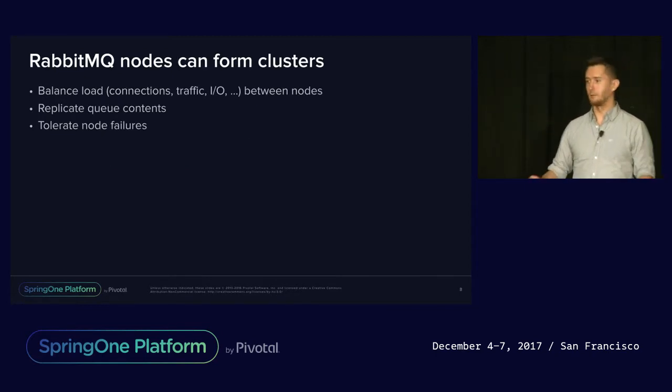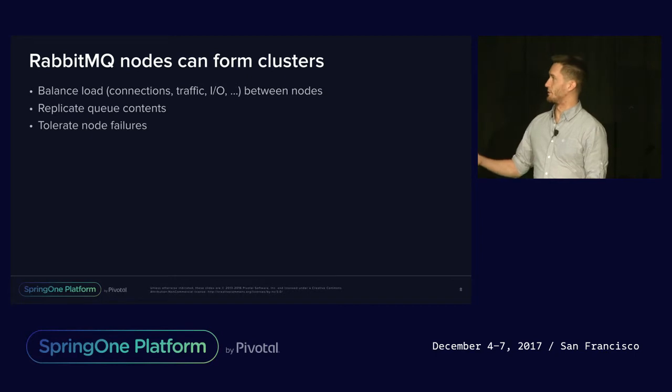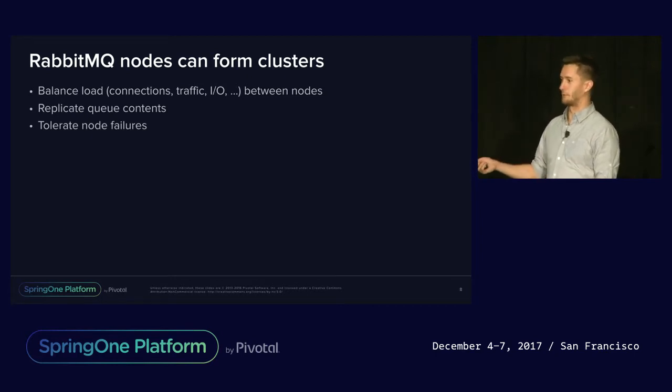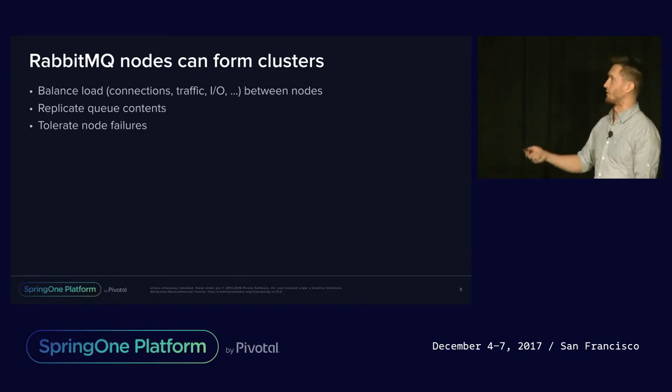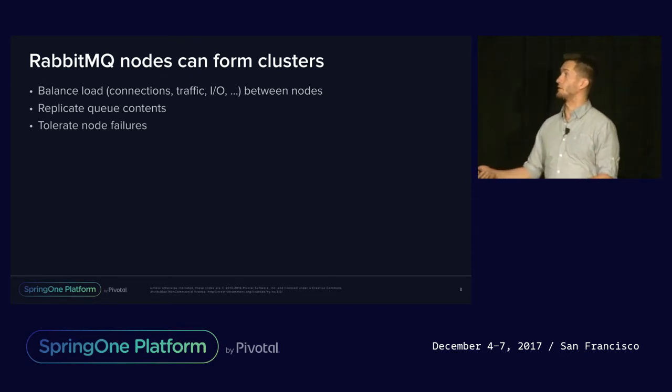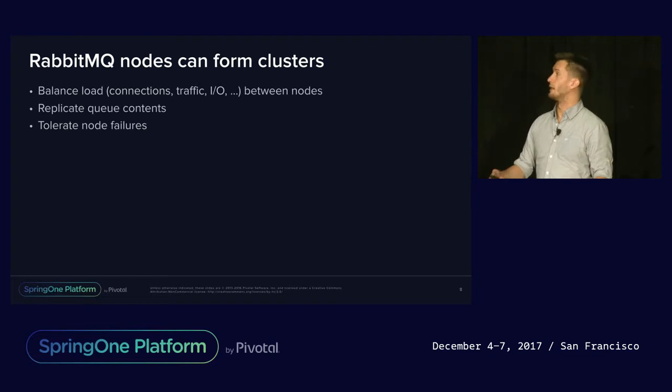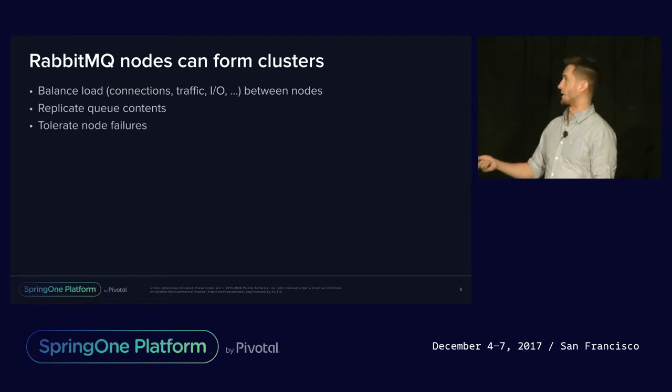One thing that is very important to mention before we talk about anything else is that RabbitMQ nodes can be clustered, and there are basically two primary reasons for doing that. One is partitioning your workload between nodes, but also tolerating node failures, in particular by replicating queue contents.